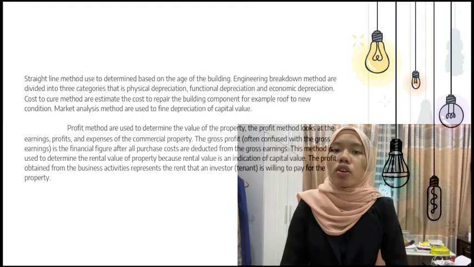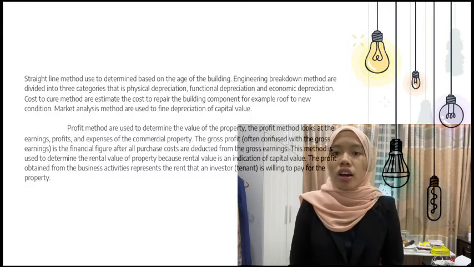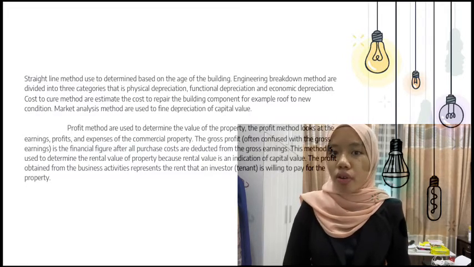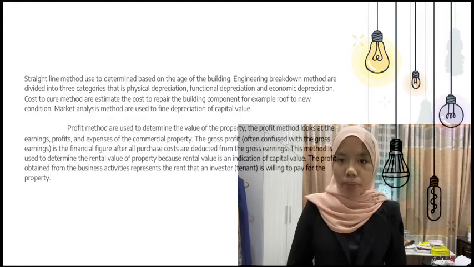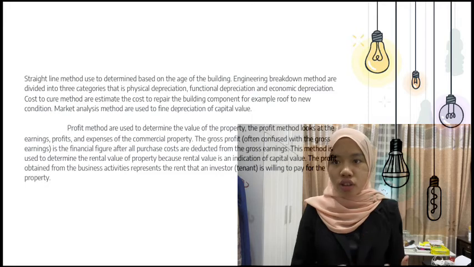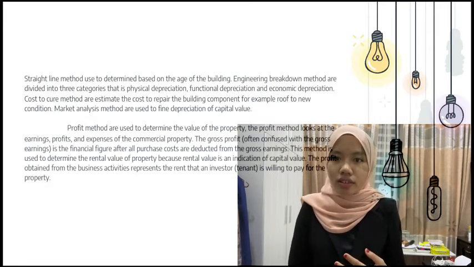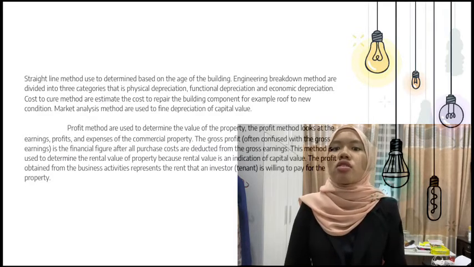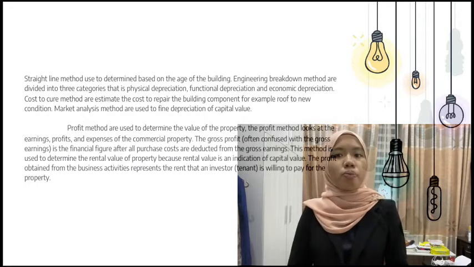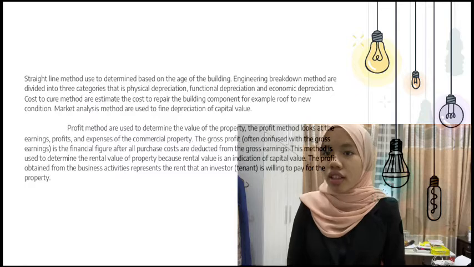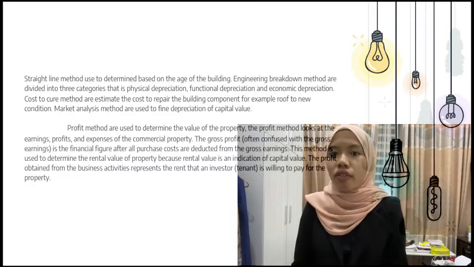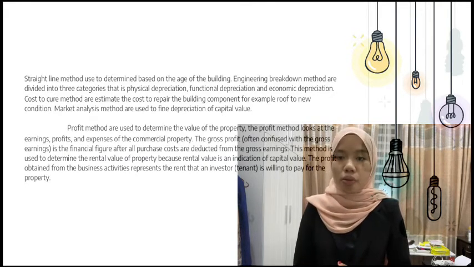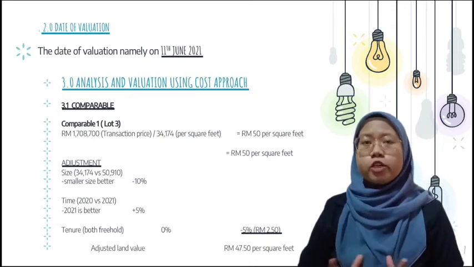Lastly, we go to the profit method. The profit method is used to determine the value of the property. It looks at the earnings, profits, and expenses of the commercial property. Gross profit is often confused with gross earnings; it is the financial figure after all purchase costs are deducted from the gross earnings. This method is used to determine the rental value of the property, because rental value is an indication of capital value. The profit obtained from the business activities represents the rent that the investor is willing to pay for the property.